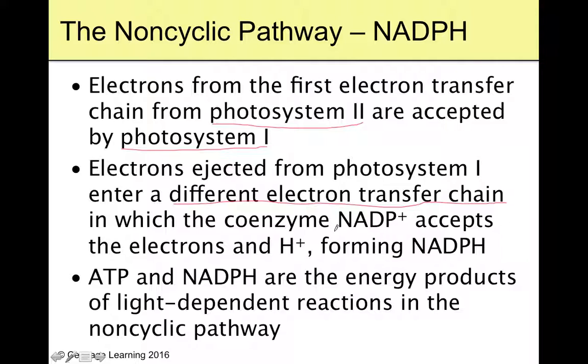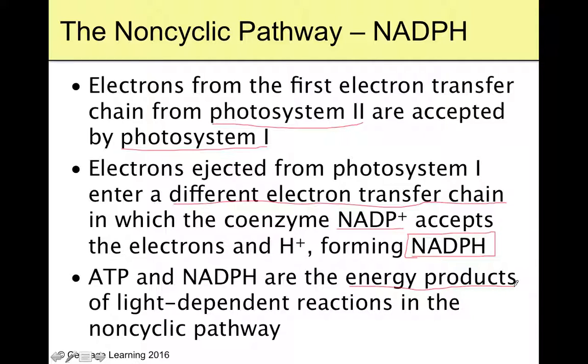And then we're going to take NADP, and we're going to give him those electrons and that hydrogen that we got initially from breaking up that water, and we're going to get NADPH. He is very, very important for making glucose later on down the road. He's just as important, you could say, as ATP is. This guy's got to be built in the stroma. And so once we get ATP built, and once we get NADPH built, these are the energy products of light-dependent reactions in the non-cyclic pathway. So, energy products, useful products.